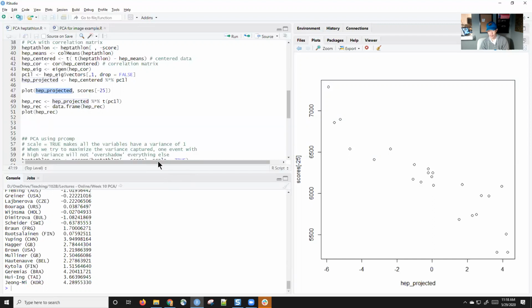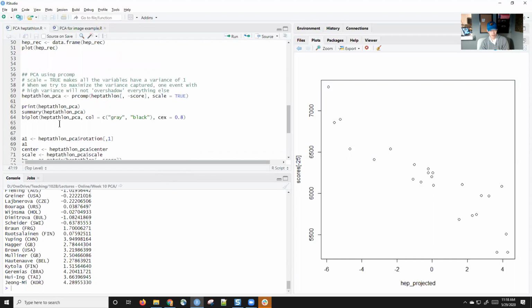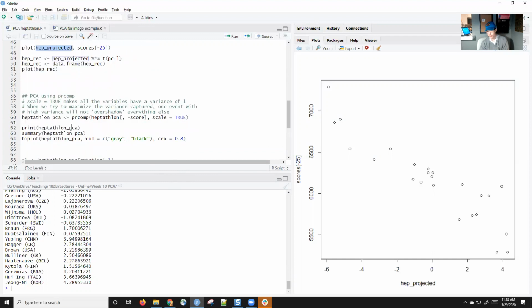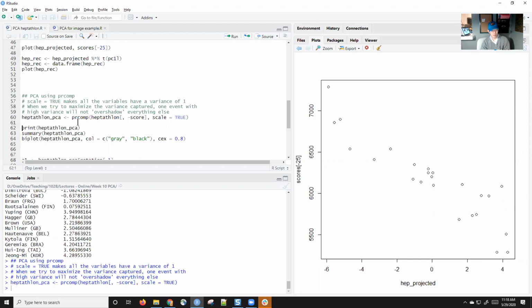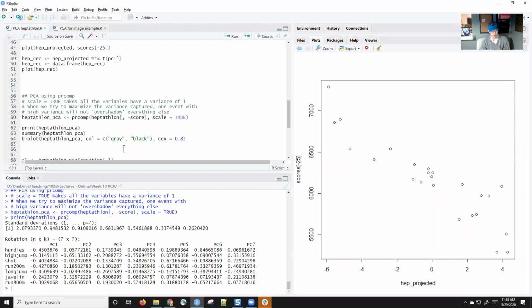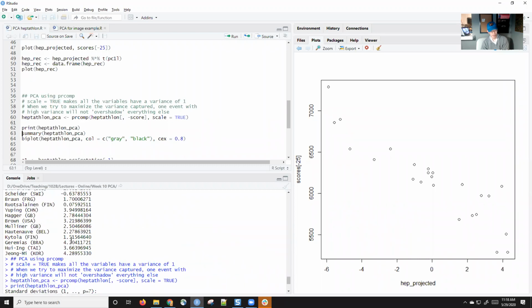Now, if you do principal components analysis in R, you're probably going to use this function called prcomp, okay? And so here, I'm going to do principal components on the heptathlon data, which doesn't have the score column, okay? And so the result of principal components, scale equals true means we're going to do the correlation matrix, okay? And this is the results of the principal components, okay?